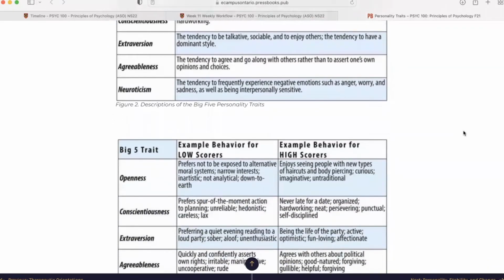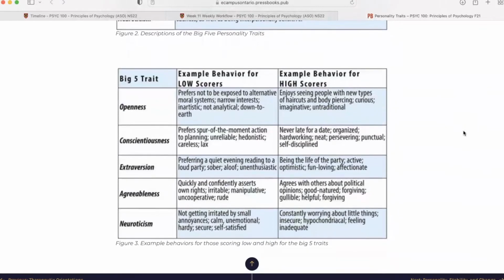Then they have another chart here with the Big Five traits, and under each, it has an example behavior for low scores and example behavior for high scores. So a low score for openness would be a person who prefers not to be exposed to alternative moral systems, narrow interests, inartistic, not analytical, down to earth. And a high score, for an example, would be a person in openness who enjoys seeing people with new types of haircuts and body piercings, curious, imaginative, untraditional.